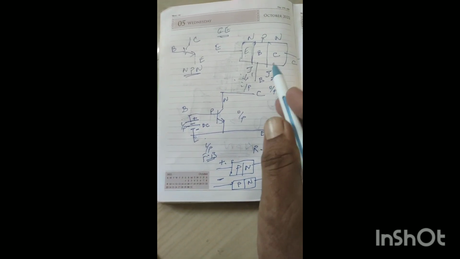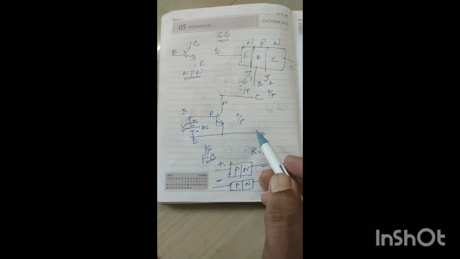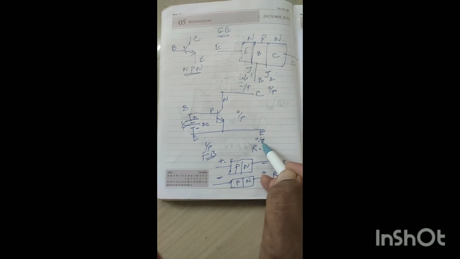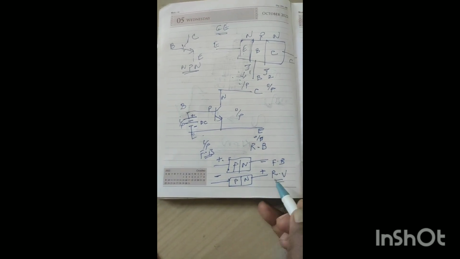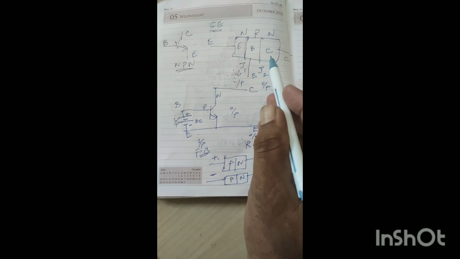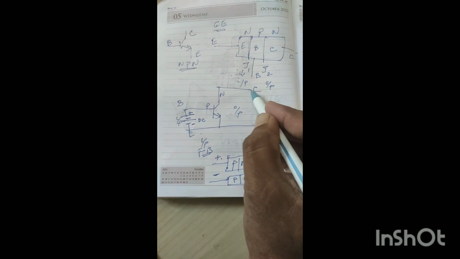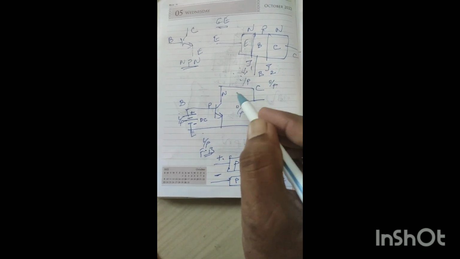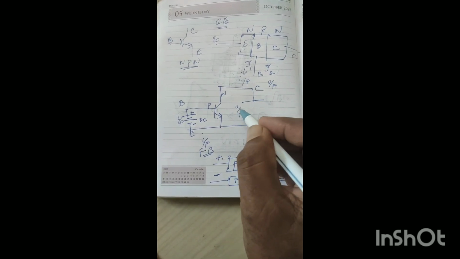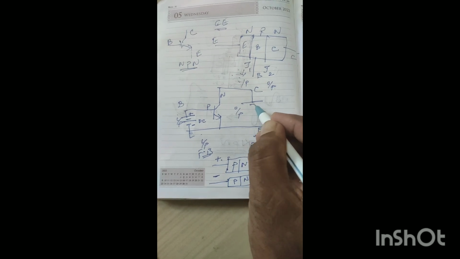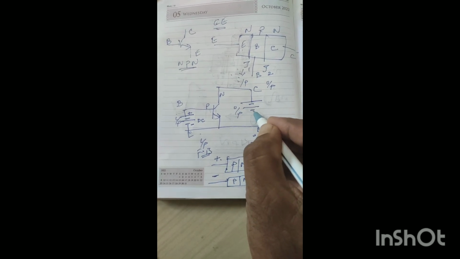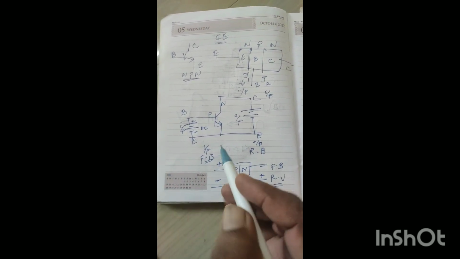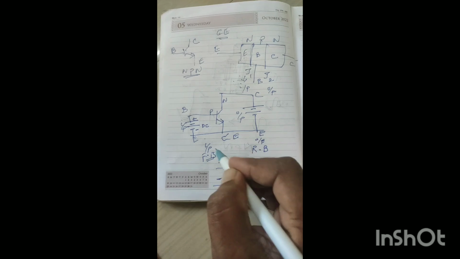Similarly, the collector is the N layer, and the output should be reverse biased. N gets positive means it is reverse bias. Here the collector is the N material, so we have to provide positive to the N. Then the J2 junction will be reverse biased, so the output port will be reverse biased. So positive to the collector and negative to the emitter terminal. This is a common emitter configuration.